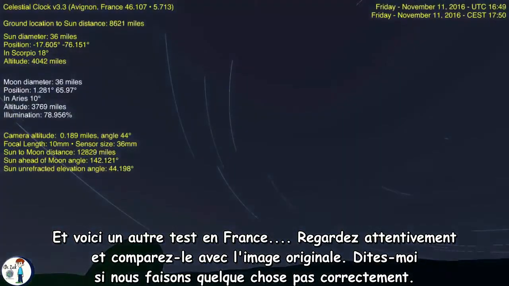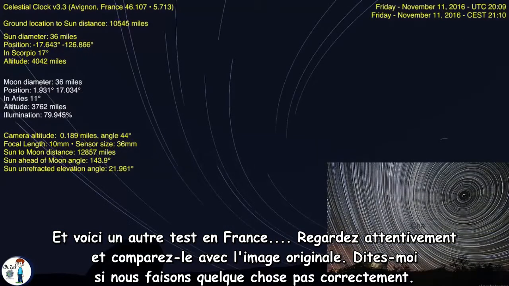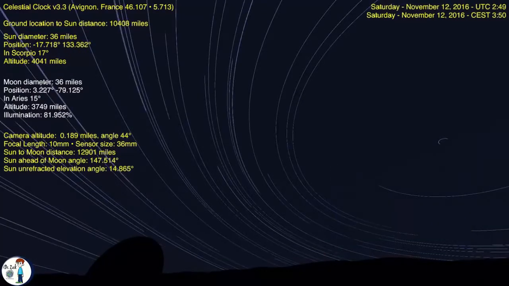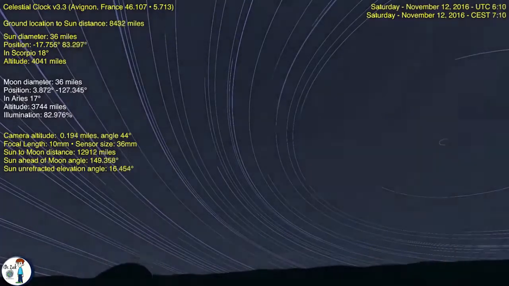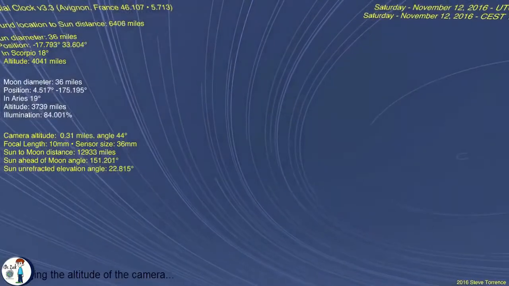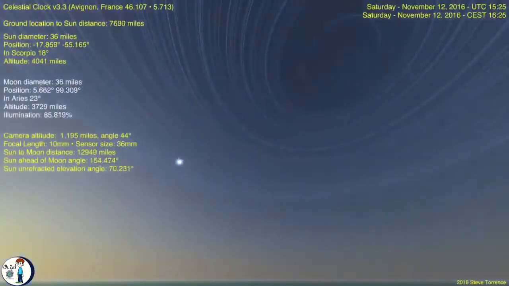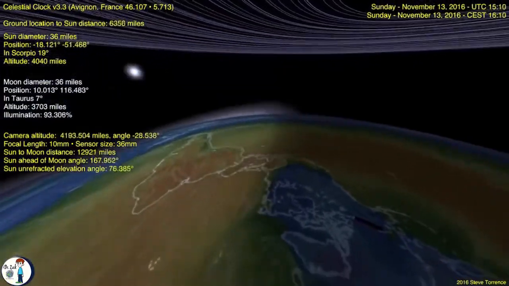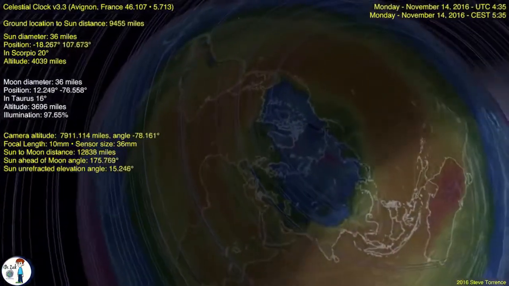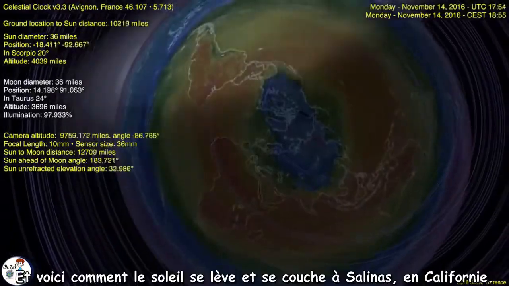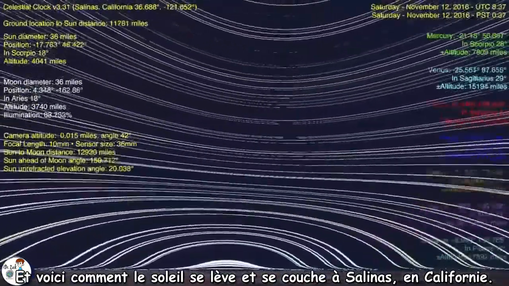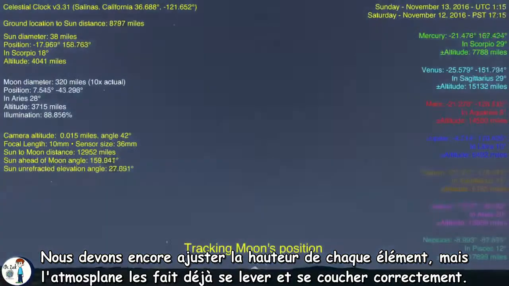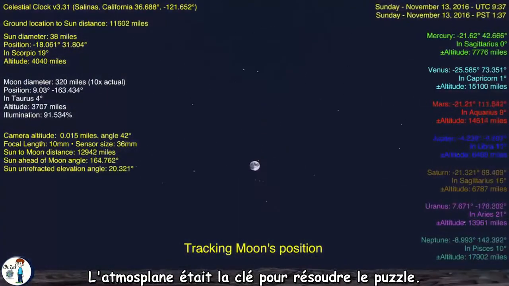And here is another test in France. Look at it carefully and compare it with the original, and let us know if we're doing anything wrong. And here is how the sun rises and sets in Salinas, California. We still need to make adjustments to the height of everything, but the atmosphere already makes them rise and set correctly. The atmosphere was the key to solving the puzzle.